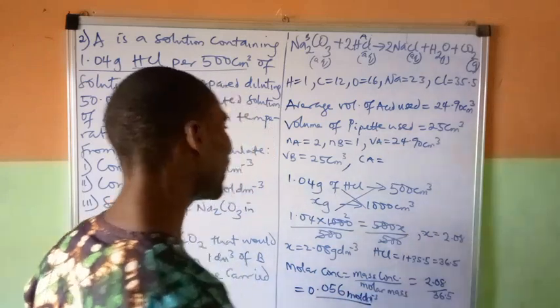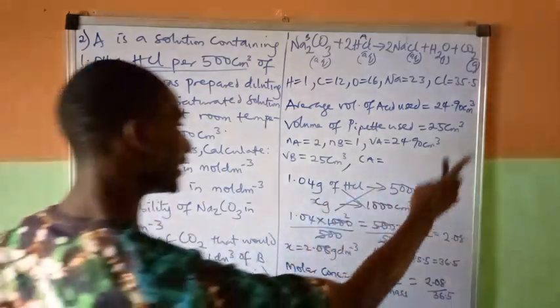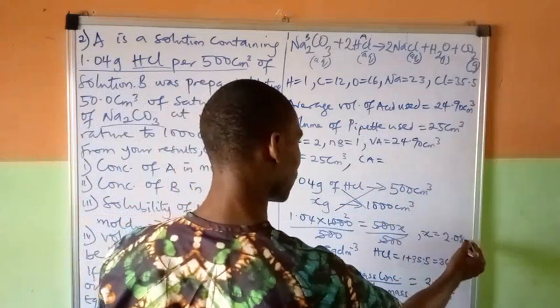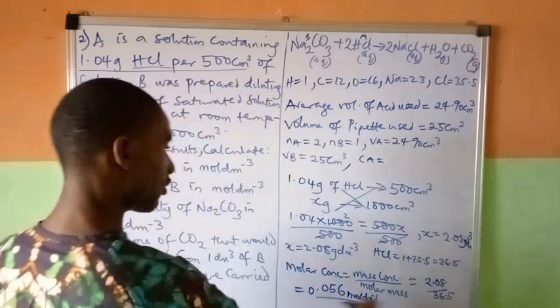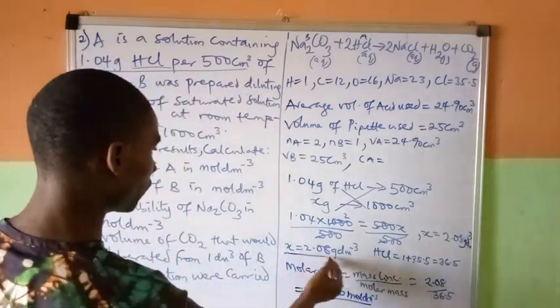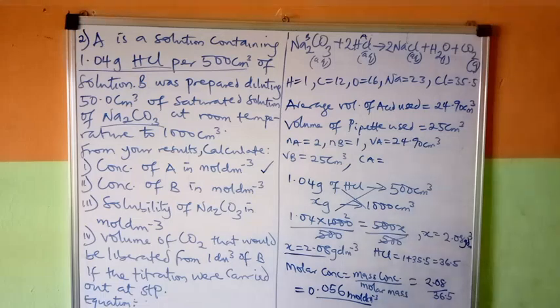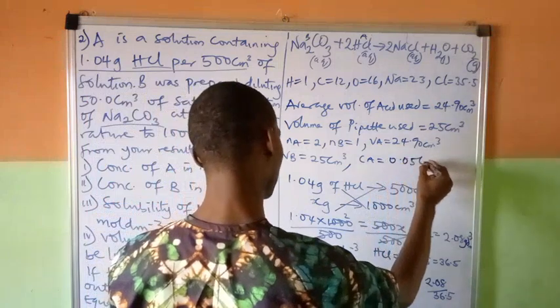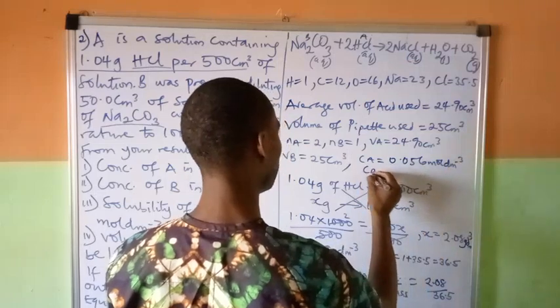So that is the molar concentration of our acid. You remember we first calculated the mass concentration in grams per dm3, and then we converted it to molar concentration. Next, we are going to be dealing with the concentration of the base. Here my Ca is 0.056 mole per dm3. Now we are looking for Cb.